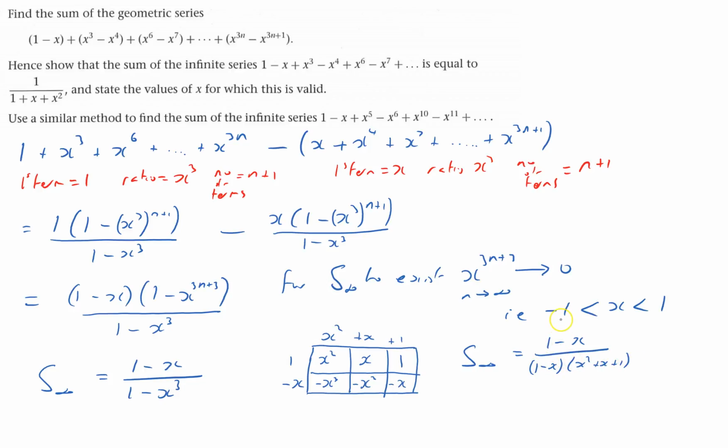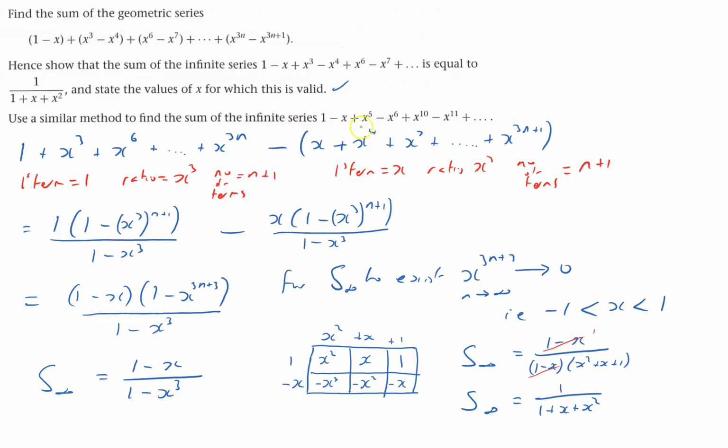And obviously the 1 minus x's will cancel out. It leaves just 1, dividing top and bottom by 1 minus x. And that says sum to infinity equals 1 over, and instead of writing it this way around, I could write it the other way, 1 plus x plus x squared. So I've done that, and I've stated when it's valid.